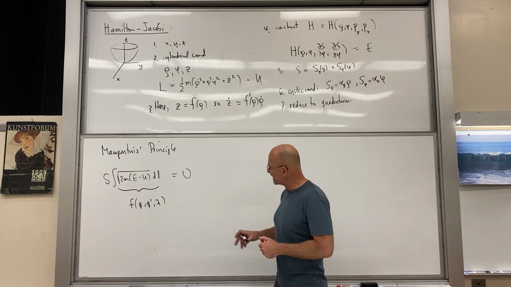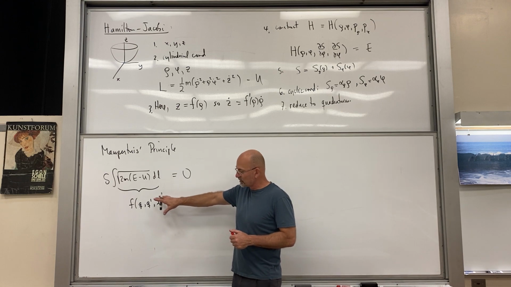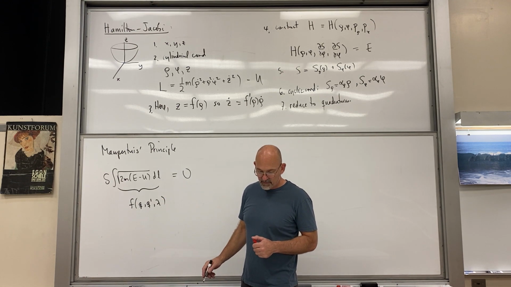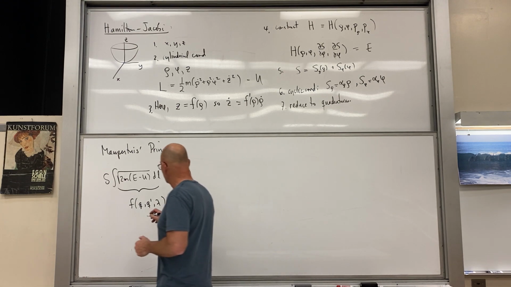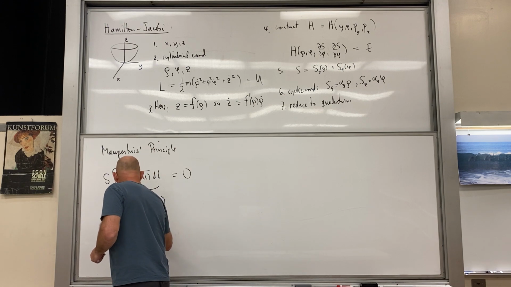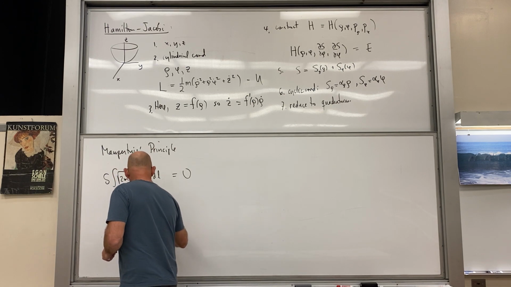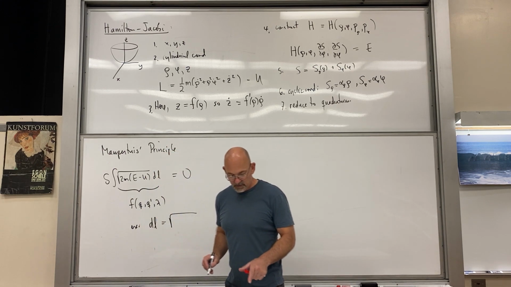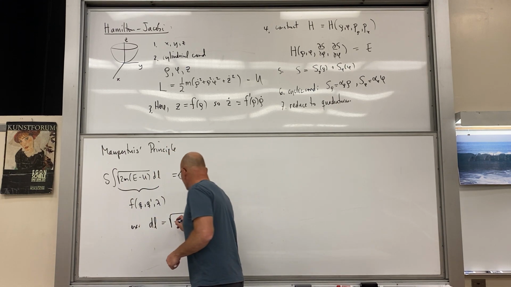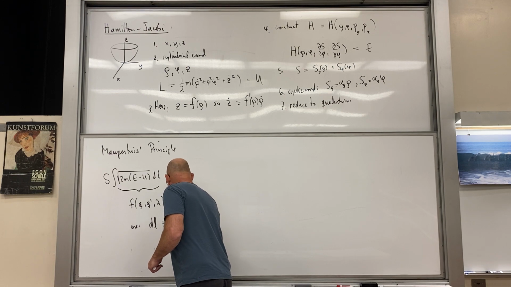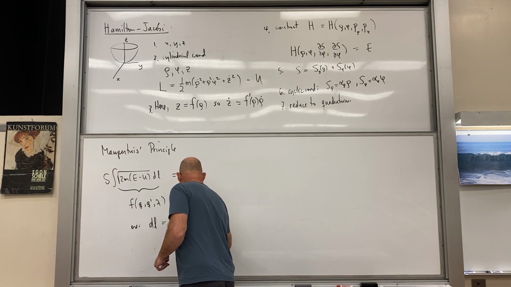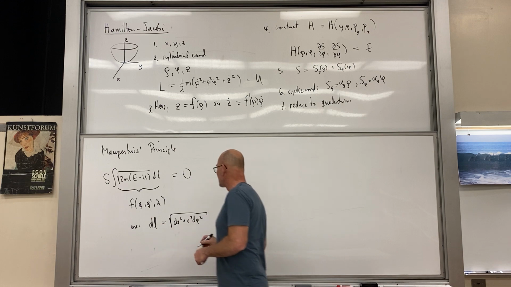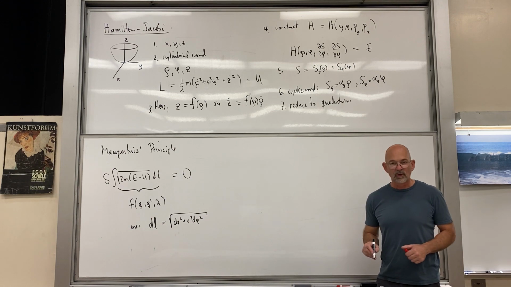And the idea is to be able to get the trajectory. So actually, I'll go ahead and do an example. Your dl might be root dr squared plus r squared d phi squared. This would be if you had a plane polar coordinates type of problem.